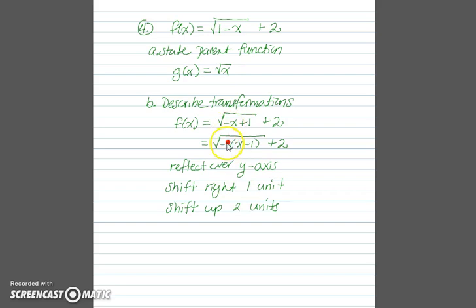Our transformations, again, we're going to play around with it a little bit, factor things out so that we can see really what's happening. And then we'll see that we have a reflection over the y-axis. We're shifting to the right 1 unit because of that minus 1 on the inside, and then up 2 units from the plus 2 on the outside. Again, take a look at this manipulation here to see exactly what's happening.